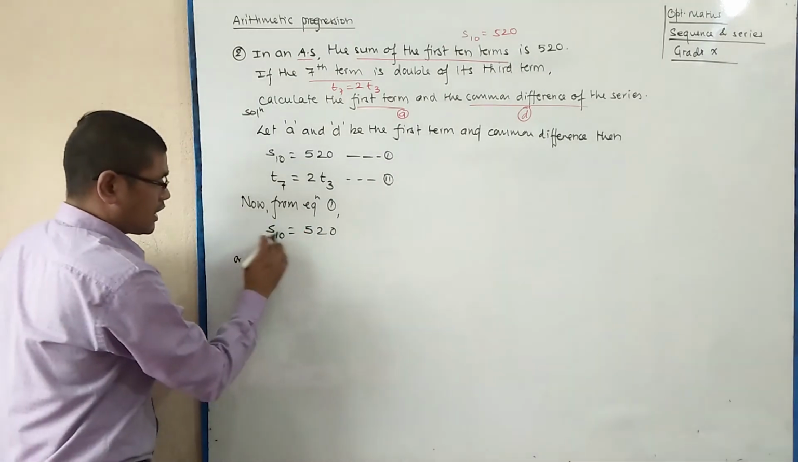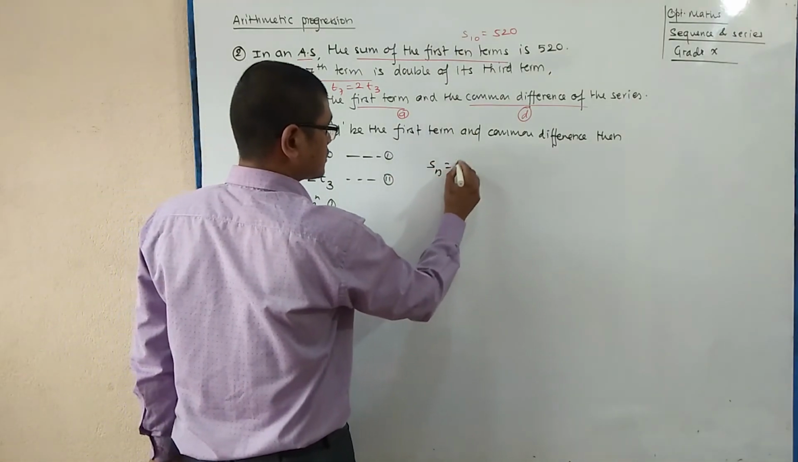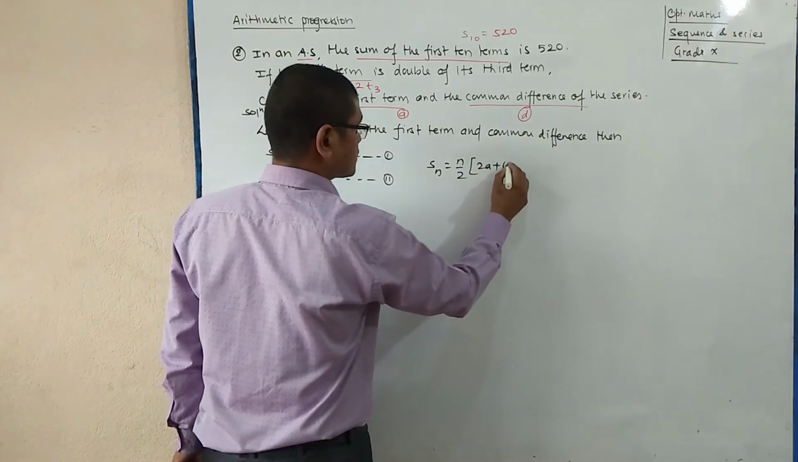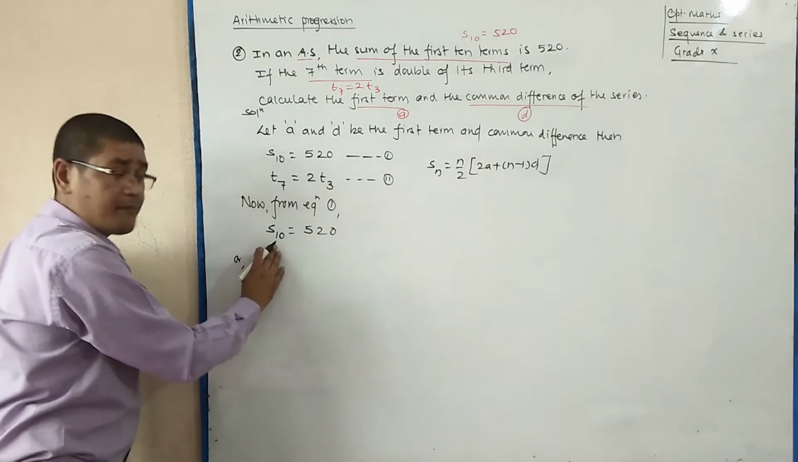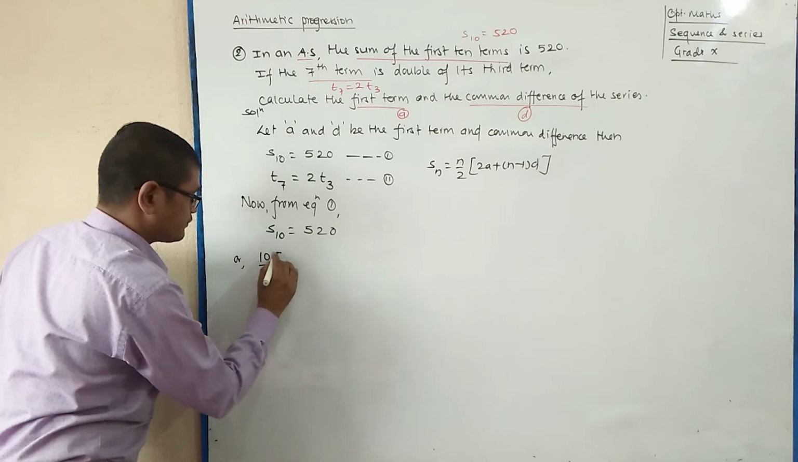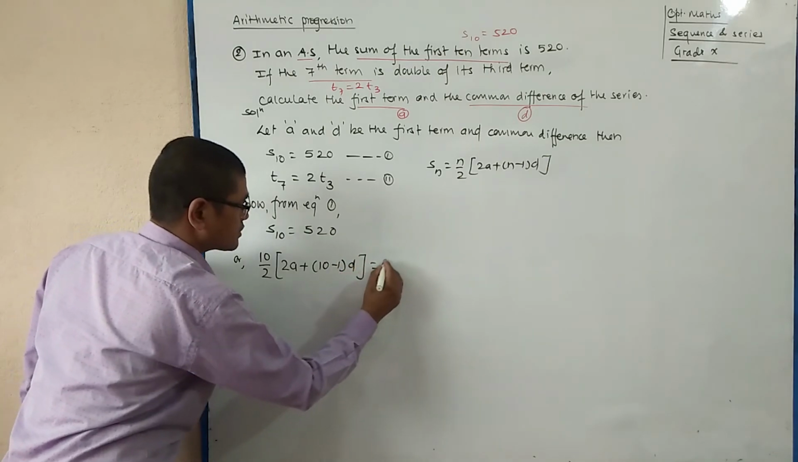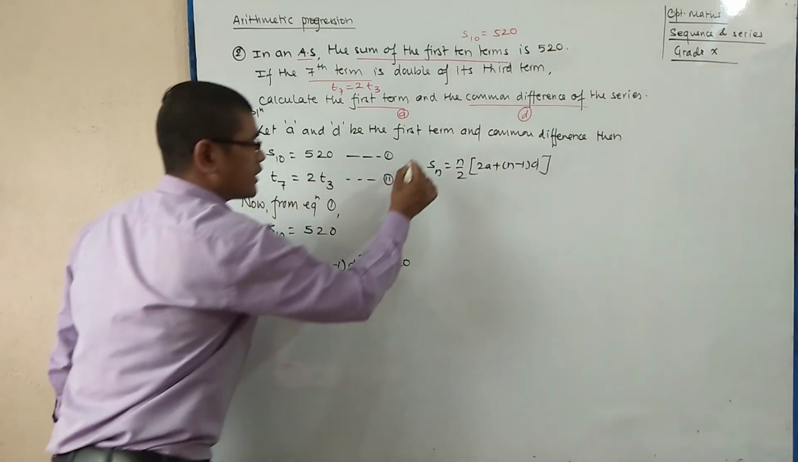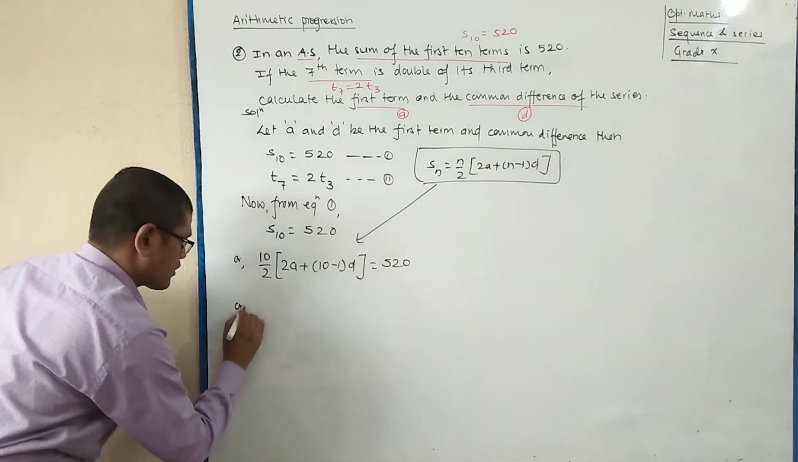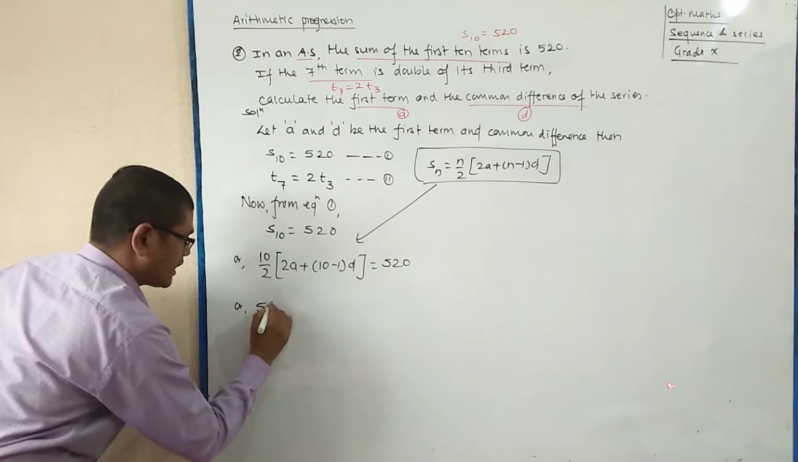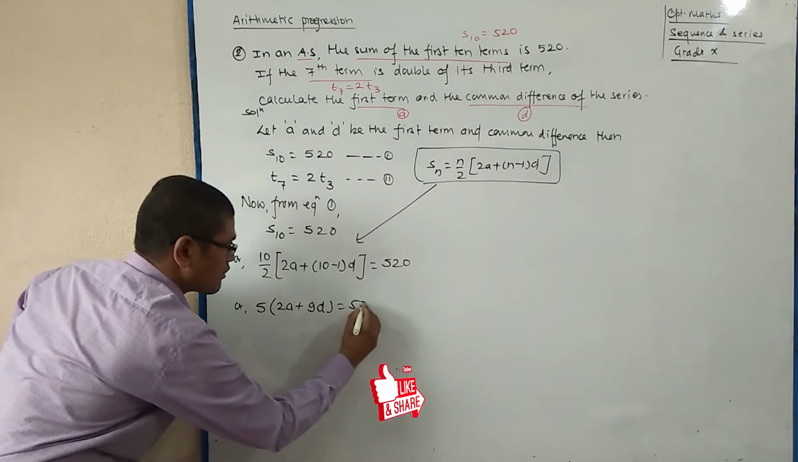If you are confused, you can mention the formula somewhere in rough: Sn equals n by 2 times (2a plus (n minus 1)d). That means if n is 10, then S10 equals 10 by 2 times (2a plus (10 minus 1)d), which equals 520. We are using this formula here. Or divide this, it will be 5. After that, this is 2a plus 9d equals 520.